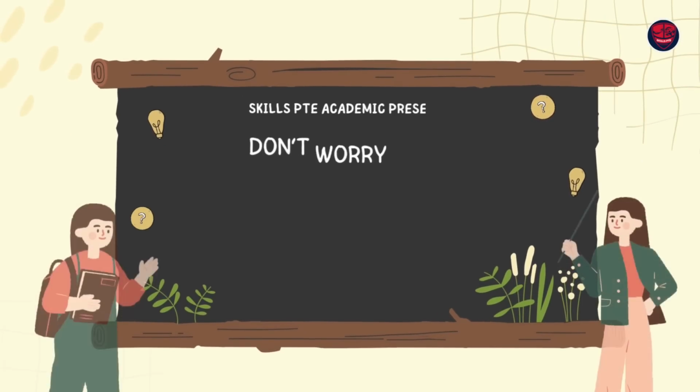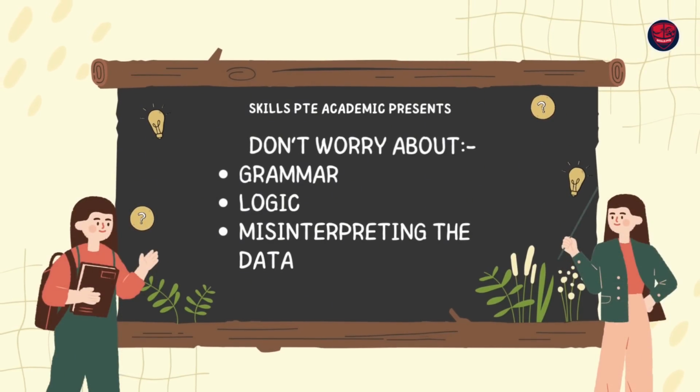Don't worry about the grammar. Don't worry about the logic. Don't worry about misinterpreting the data. Oh, the value was 370, I told 360. Let me correct it, marks gone. Just have to keep going even if you make mistakes. The fact that you're speaking from the image, that is more than enough to get you 5 to 5 content.